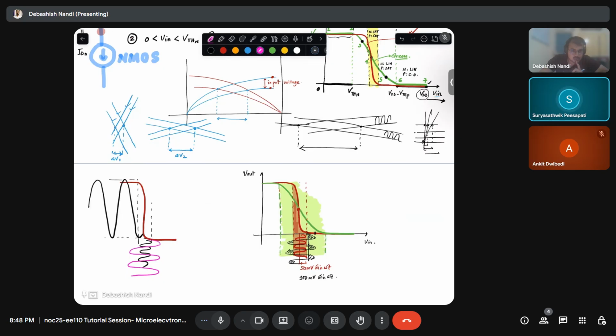It is like a PMOS now, sir. What is like a PMOS? The curve is like a PMOS now, sir. No, no. This curve is V out by V in.